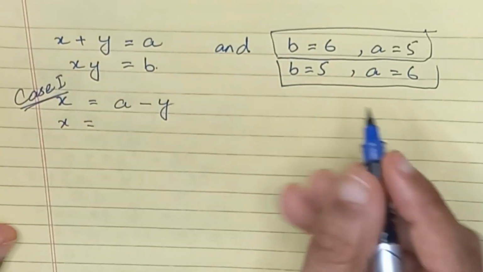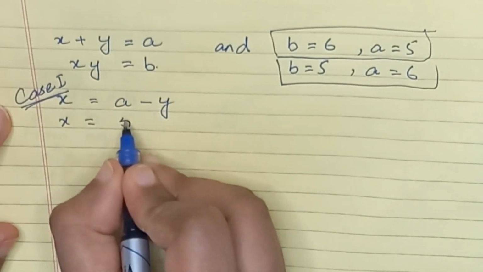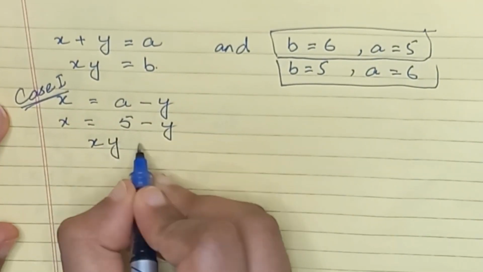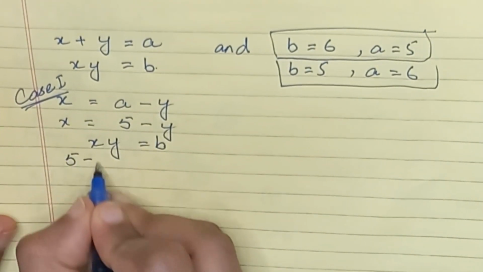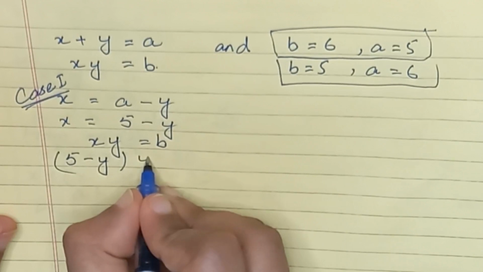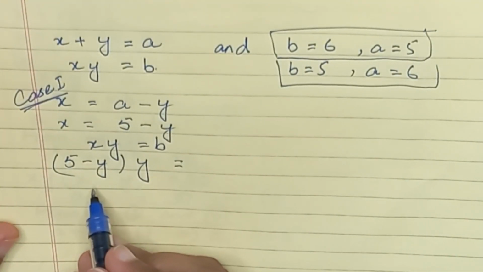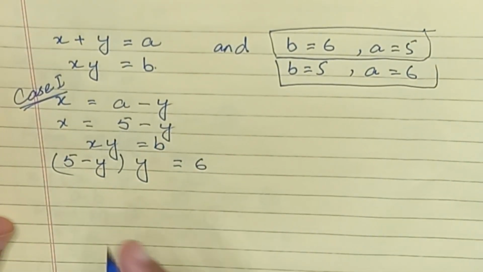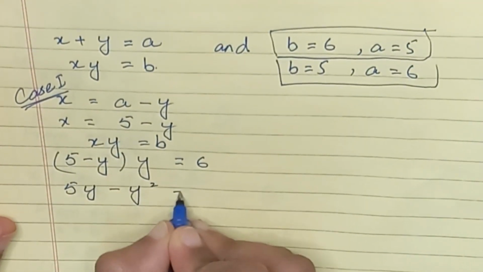First of all we will take case 1, which is a is equal to 5 and b is equal to 6, so x is 5 minus y. And the second equation is xy, which is equal to b. So we will put the value of x, which is 5 minus y. Now this equation is in terms of y, so we will find the value of y easily. b is 6 here, so it will become 5y minus y square, which is equal to 6.